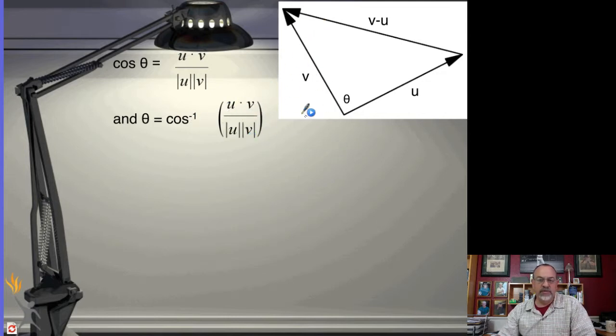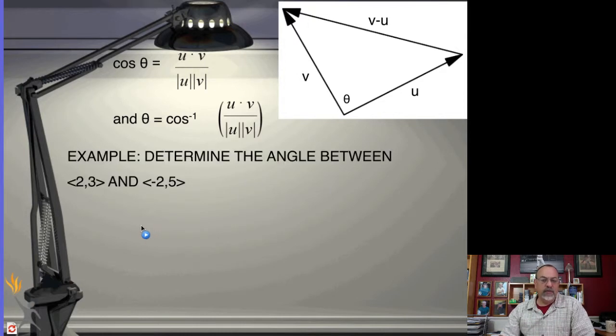And again, it's important to make sure that the vectors are in standard position with the tails at the origin. So for example, what if we wanted to determine the angle between the vector 2, 3 and the vector negative 2, 5? So real quickly, if I was to quickly sketch these, the vector over 2 up 3 would be this vector here. This would be 2, 3. And then the vector negative 2, 5 would be this vector here. So the question is, what is that angle there?